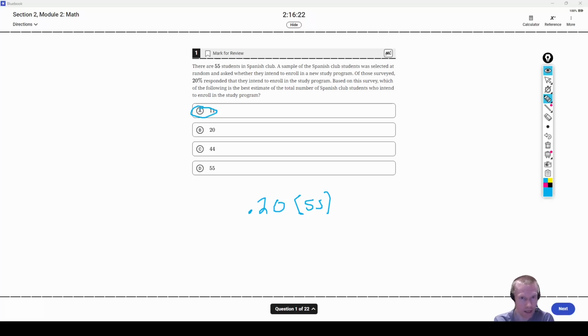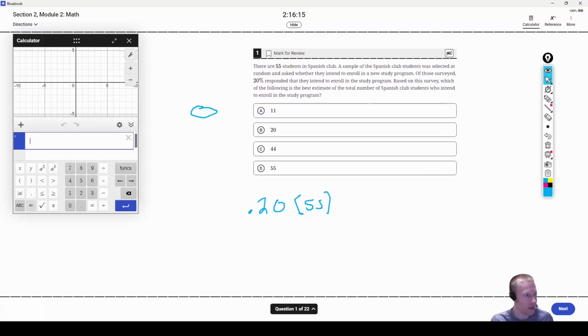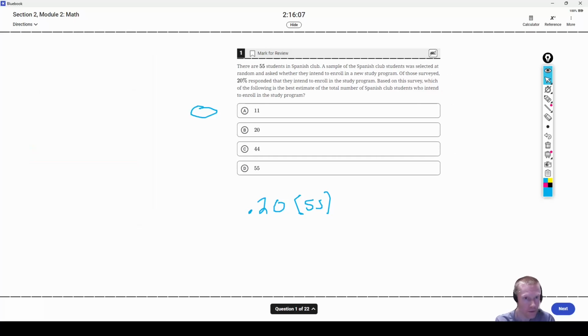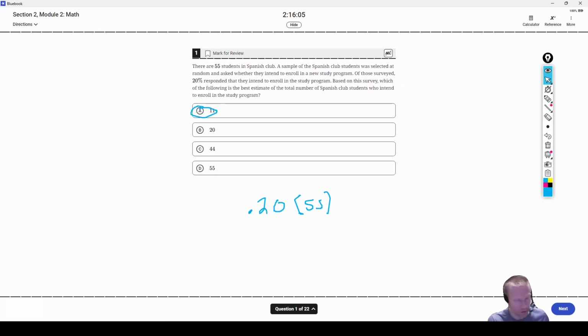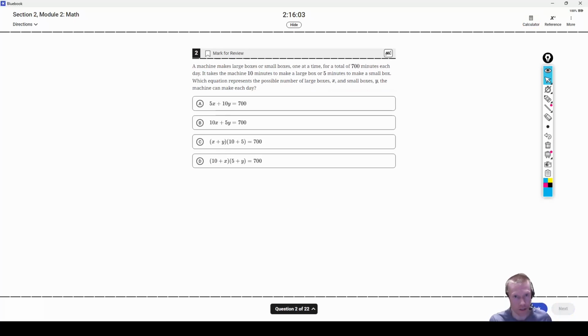Correct answer is going to be A. And I just do want to show you one little thing here. So in Desmos, you can technically just do percentages. So you could just type 20% of 55 and get the answer is 11. Okay? So however you do it, correct answer is 11, and we can move on to the next question.